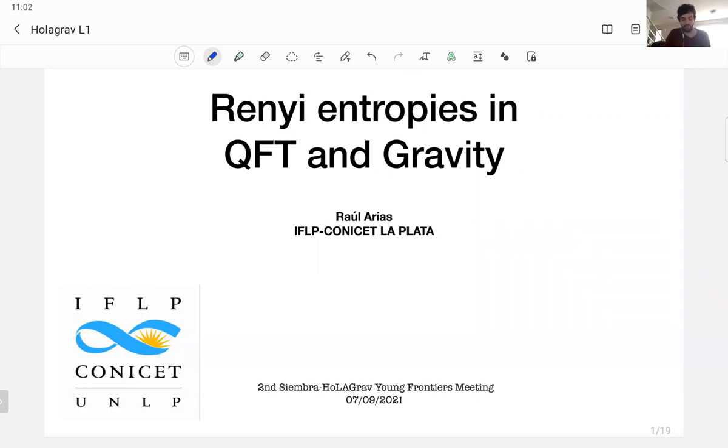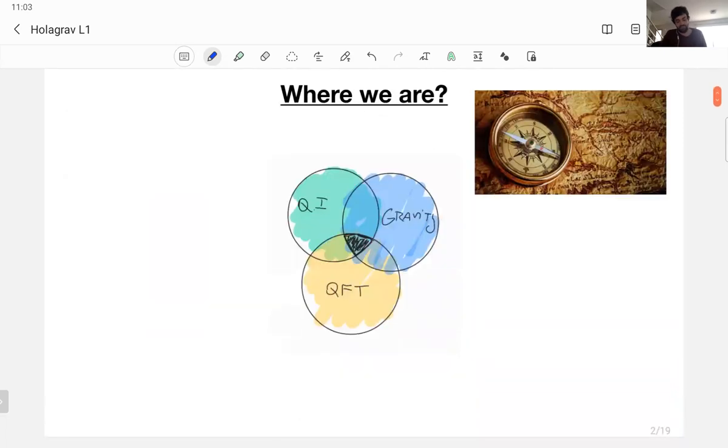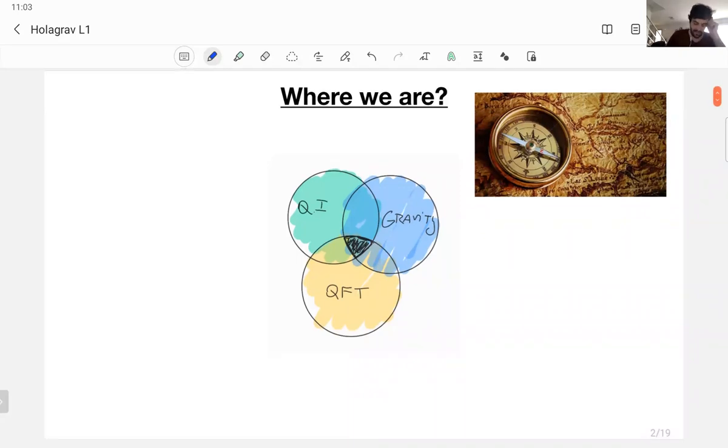As Martin said, I'm going to talk about Renyi entropies in quantum field theory and gravity. This will be two basic talks, let's say, more or less basic. I didn't prepare an outline, so if you want to know what is going to happen in the lecture, you have to stay there. Nothing of outlines. I will start by saying where we are today or tomorrow. Let me know, Martin, when 10 minutes remain, because probably I will be bad with the time.